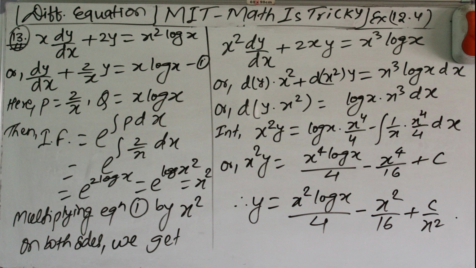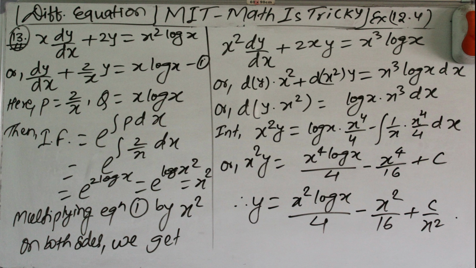So first function into integration of x cube, which is x power 4 by 4, minus derivative of log x, which is 1 by x, into integration of x cube, which is x power 4 by 4. This gives simply x power 4 log x by 4 minus, 1 by 4 will be there, and x cube, so it will be simply minus x power 4 by 16 plus c.